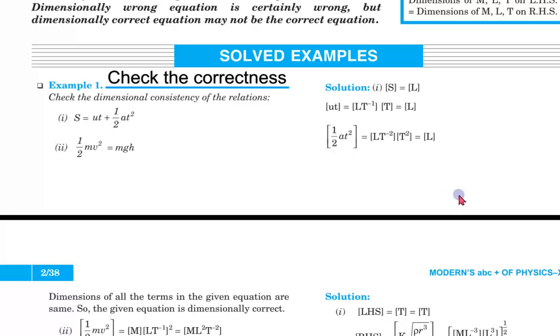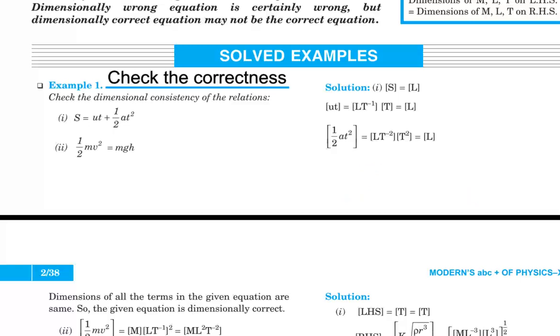Last, the applications of dimensional formula to derive some physical formula. Now we'll discuss another application: to check the correctness of the formula. Any formula can be checked for correctness, whether it is correct or not, by using dimensional formula.